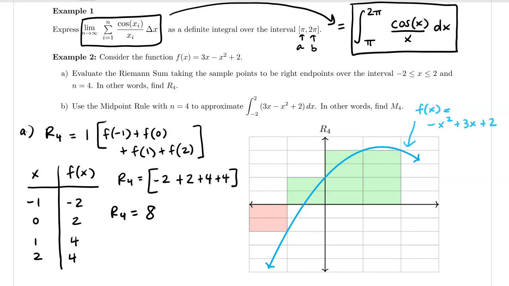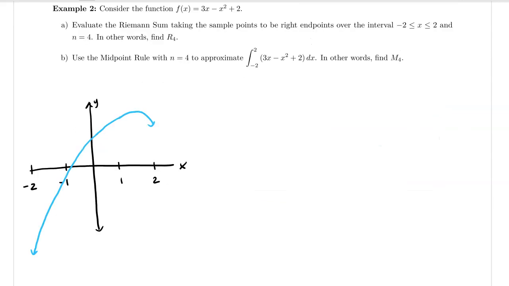So if I'm just individually counting these rectangles, since they all have an area of 1, I have 1, 2, 3, 4, 5, 6, 7, 8, 9, 10. But then I have 2 rectangles that are below the x-axis, so 10 minus 2 is what gives us 8. And so that's just another way to think of this particular example when we're calculating R4, and a visual way of thinking about it.